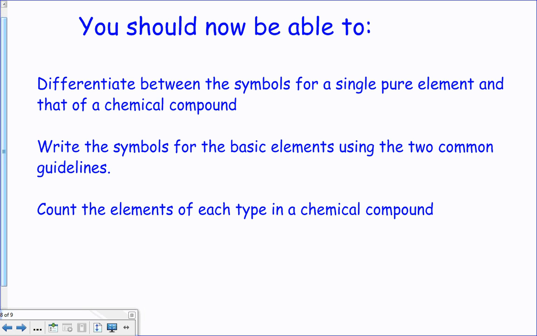So it's time to wrap it up. Now you are able to differentiate between the symbols of single elements and compounds. You know the basic rules and two guidelines for writing them and how to use the subscripts to count. Now I want you to go back and finish the rest of those example problems that were there, and we're done. Just over 7 minutes, guys. See you in class tomorrow.